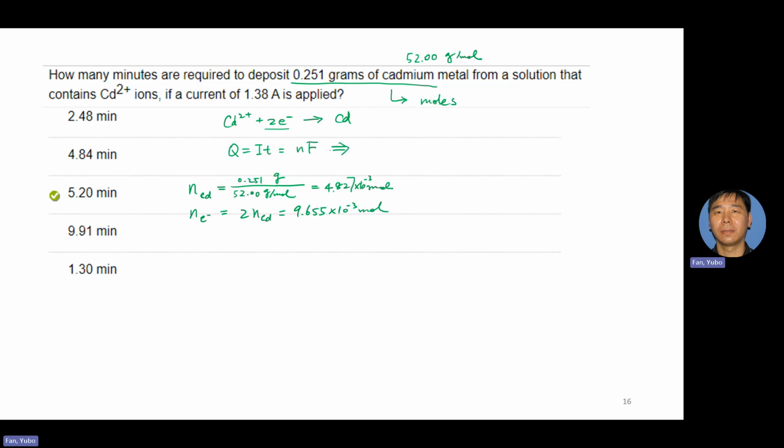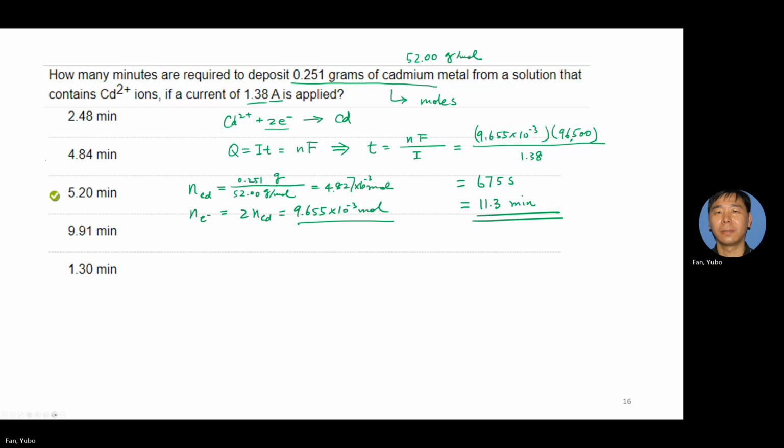So from here, time equals n F divided by I. N is the number of moles of electrons, just this value. So we have 9.655 times 10 to the minus third moles times the Faraday constant, 96500, divided by the current. The ampere is the standard unit, so 1.38. Then we have 675 seconds. We need to convert it to minutes, so divide by 60. Then we have 11.3, keeping 3 significant figures. Well, again, the original answer was wrong, so I just changed it.